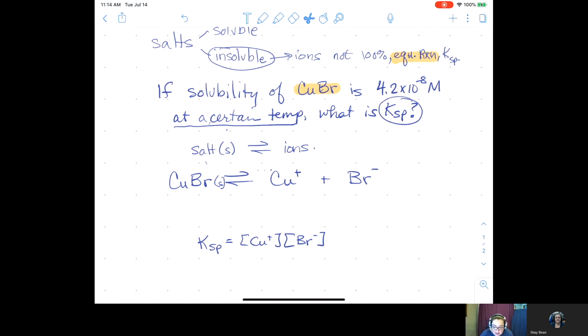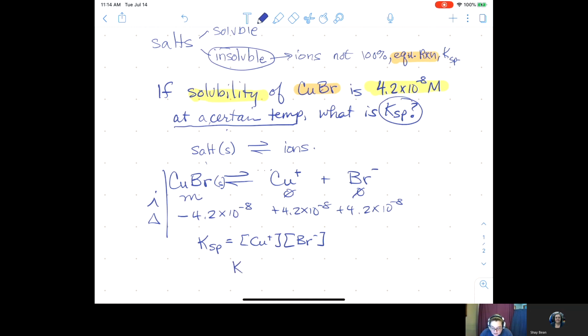And so what are the equilibrium concentrations? Well, the solubility is 4.2 times 10 to the minus 8. That tells you when I start with a certain mass of that initially, the change, the amount that dissolves is 4.2 times 10 to the minus 8, which means that my ions, since they're 1 to 1, will both increase by 4.2 times 10 to the minus 8.